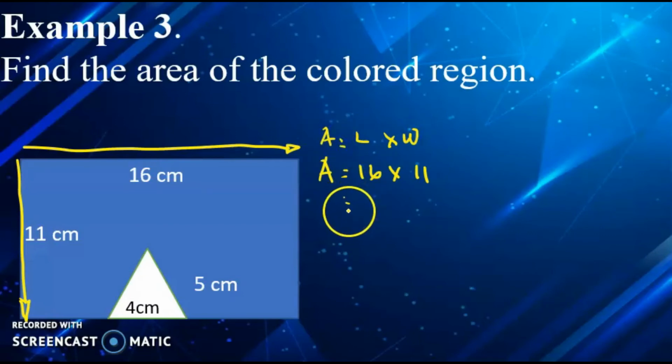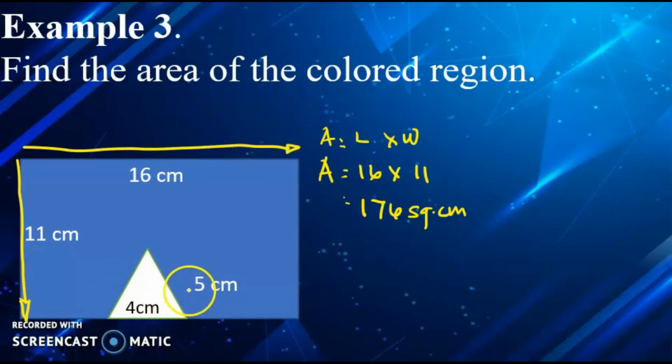So, area is equals to 16 times 11 is equals to 176 square centimeter. Okay. Now, area naman ng triangle.